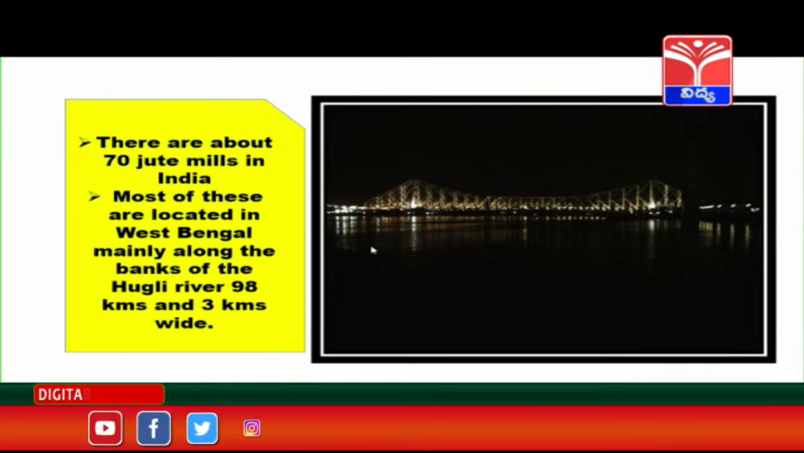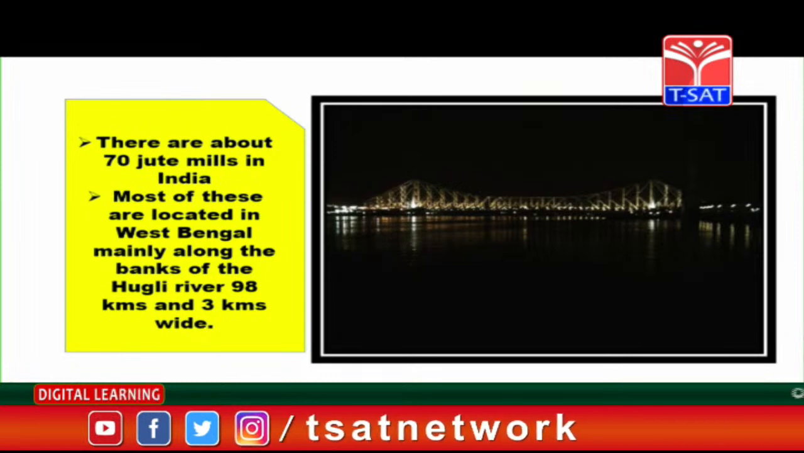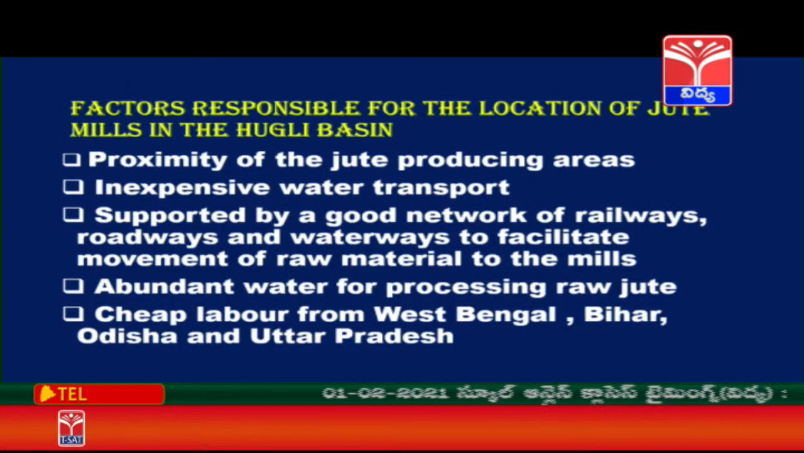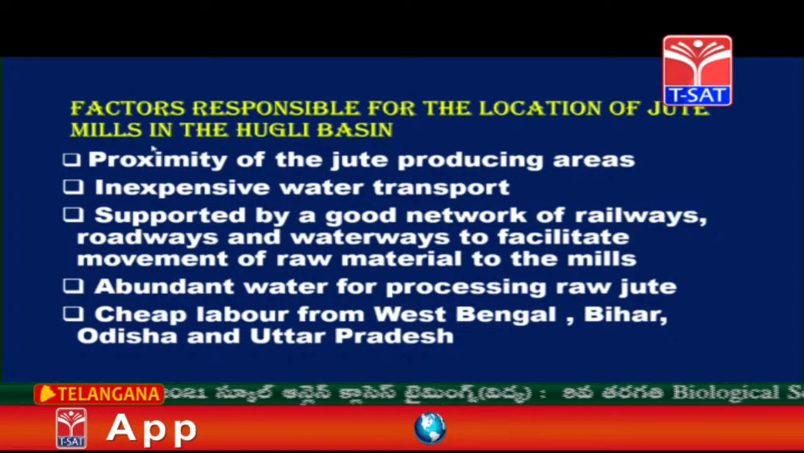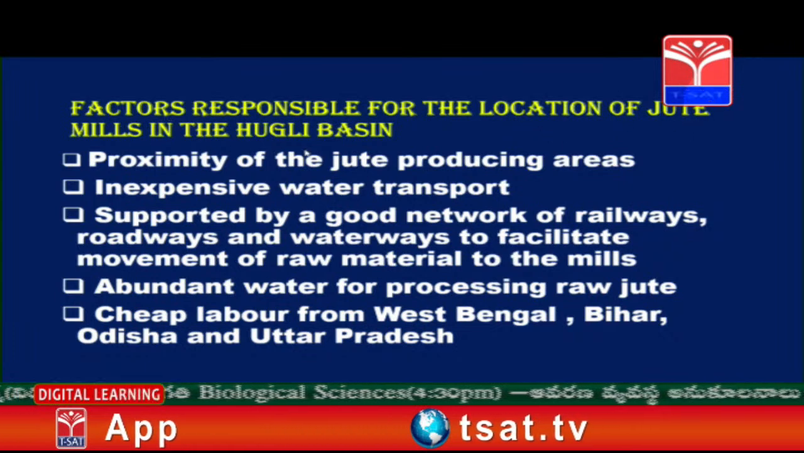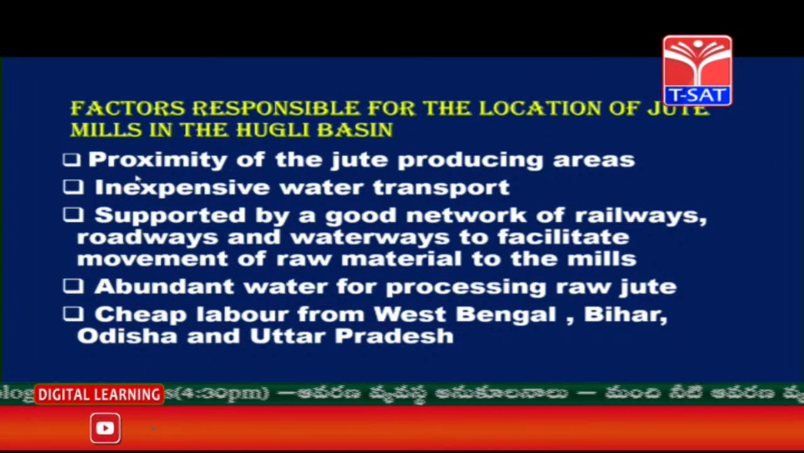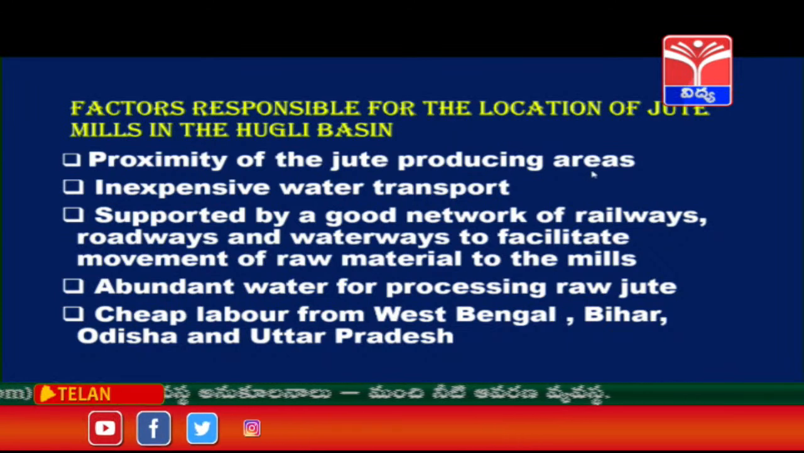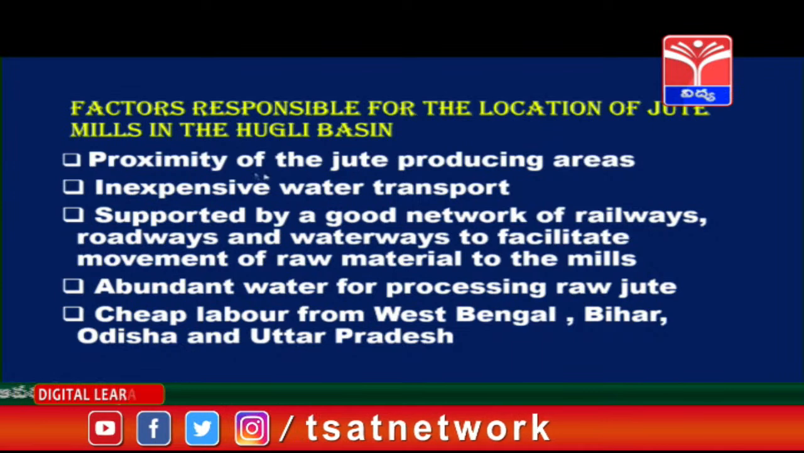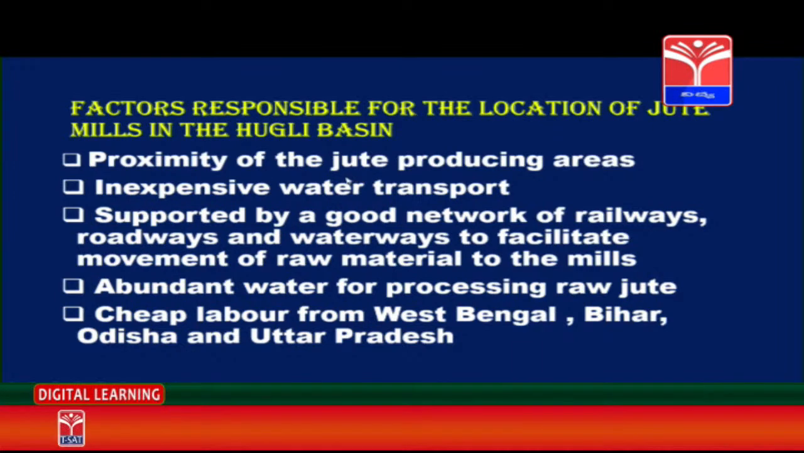So, how many mills are located here? 70 jute mills in India and most of them are concentrated in West Bengal. So, what are the factors responsible for the location of jute mills in Hooghly Basin? Proximity of the jute producing areas. Proximity means very near. So, jute producing areas are very near to Hooghly Basin.